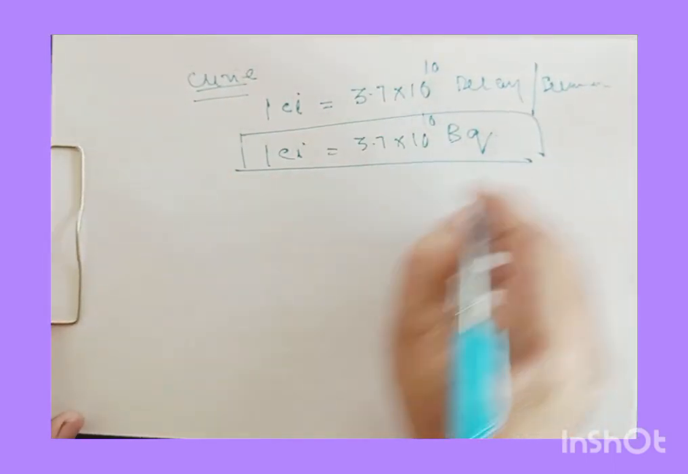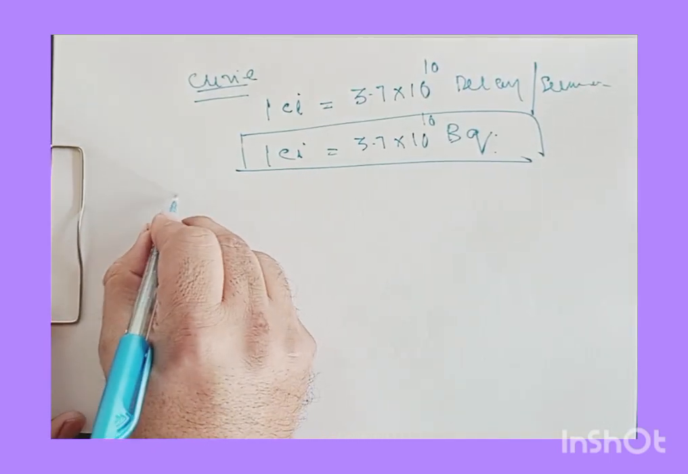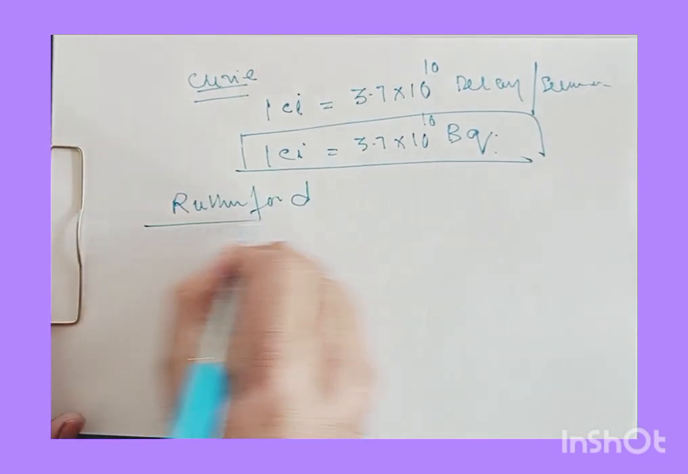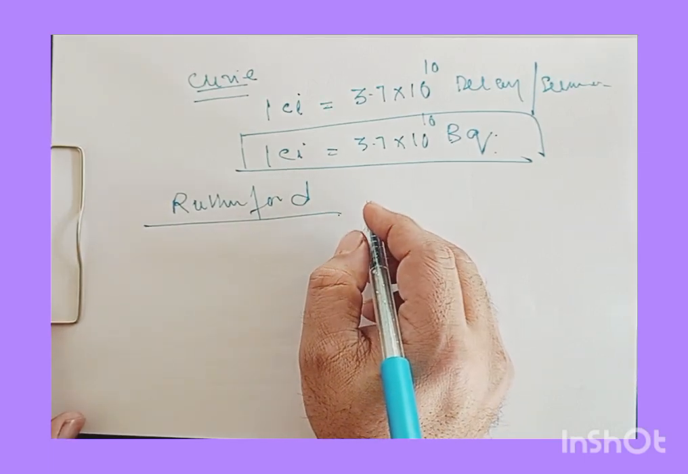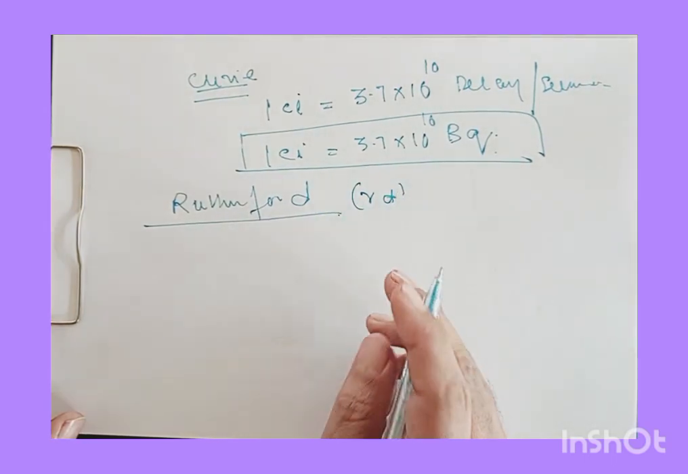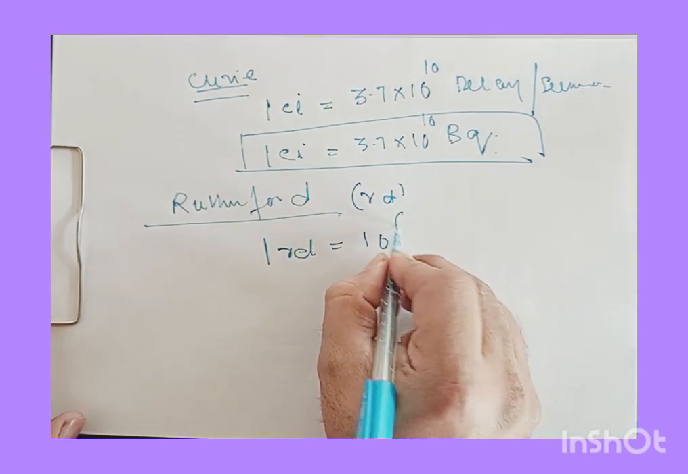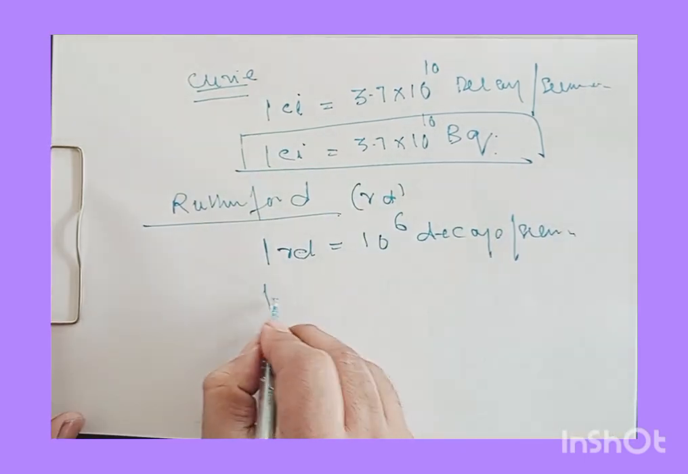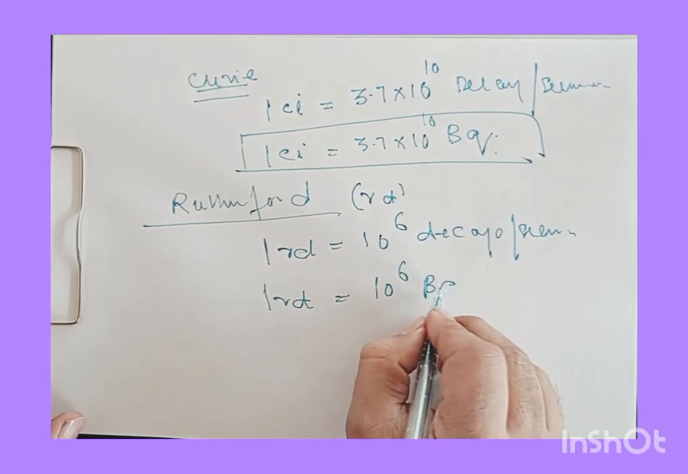There is another unit of activity called Rutherford, by the name of the person who discovered the nucleus, and its symbol is RD. One Rutherford is 10 to the power of 6 decays per second. So 1 Rutherford is 10 to the power of 6 becquerels.